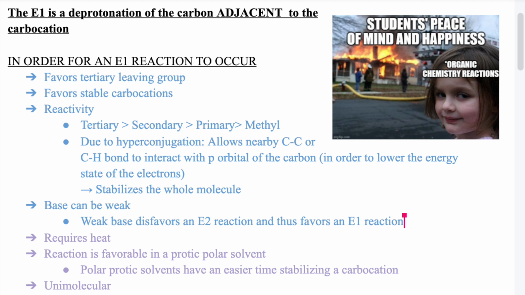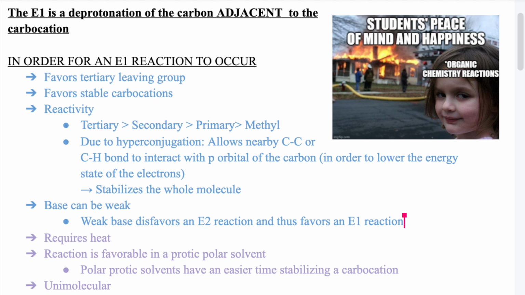Hi guys, I'm going to explain what you need in order for an E1 reaction to occur. First of all, it's important to know that E1 is a deprotonation of the carbon adjacent to the carbocation. The E1 reaction favors a tertiary leaving group and stable carbocations. In terms of reactivity, the tertiary carbon is the most reactive, followed by the secondary carbon, then the primary carbon, and finally a methyl group.